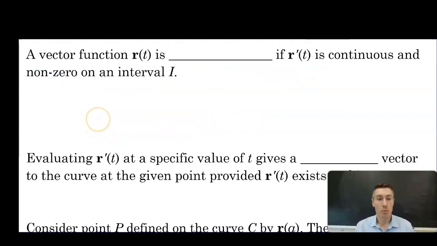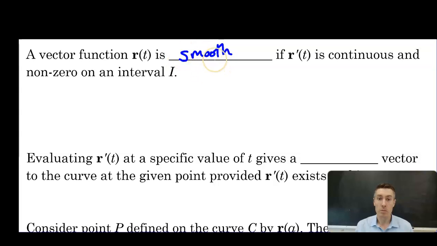So the next piece we're going to talk about is a vector function being smooth. So a vector function r of t is smooth if r prime of t is continuous and non-zero on an interval I, which is just some preset interval. Maybe it's 0 less than or equal to t less than or equal to 1. Maybe it's 0 less than or equal to t less than or equal to 2 pi. Maybe t can be any real number, right? Whatever is specified for the problem.